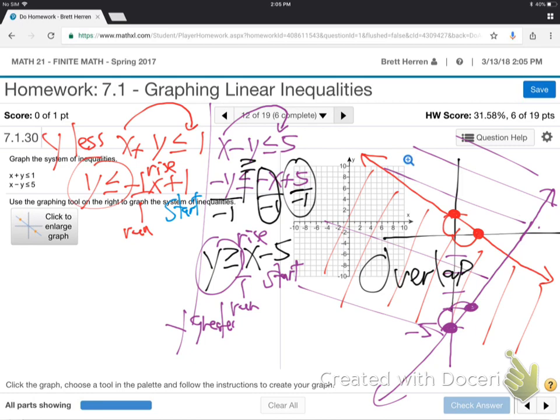So here, I'll go back. So the red one starts up 1 and it goes down 1 over 1. Other one's negative 5.